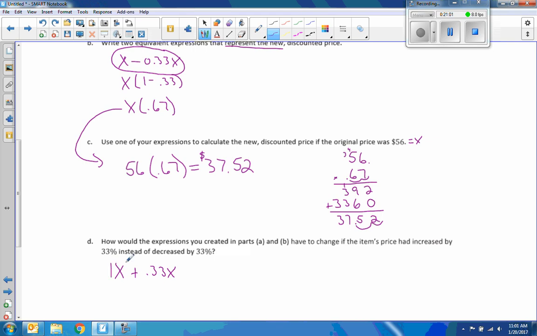And this is a 1x. This is 0.33x. So 1.00 plus 0.33 is 1.33. So 1x plus 0.33x is 1.33x. That would be our numbers.